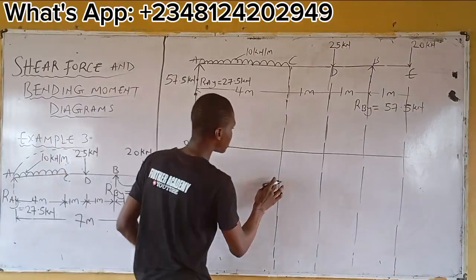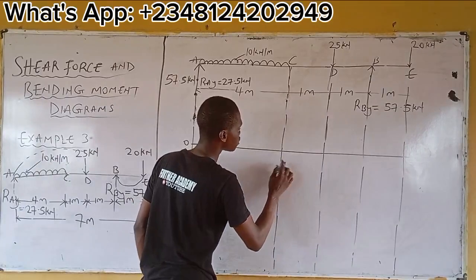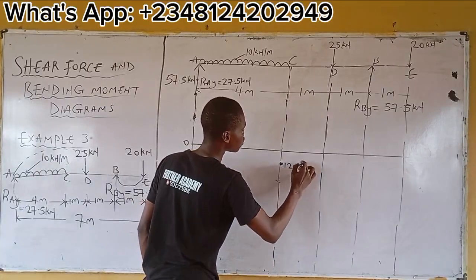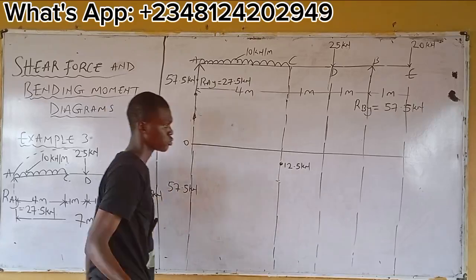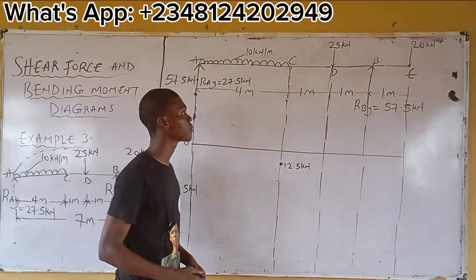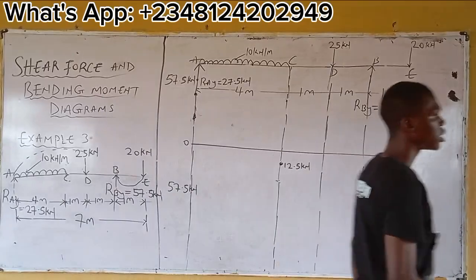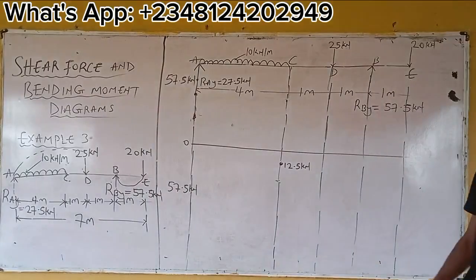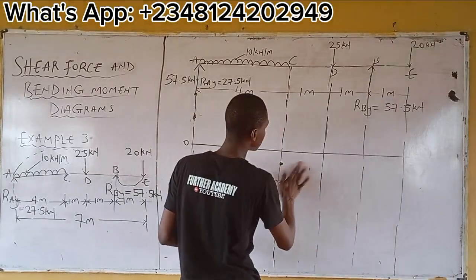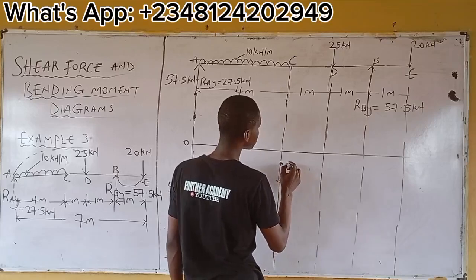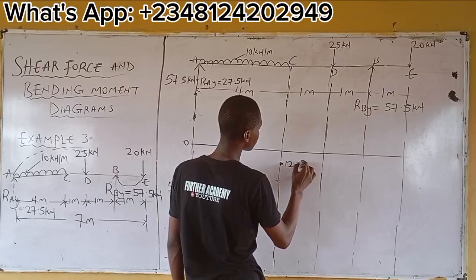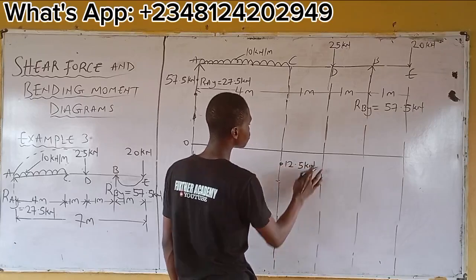So I'm saying, let's say we have minus 12.5 here, 12.5 kilonewton. Don't forget, this is my negative region, so it doesn't mean the value is positive just because I'm not showing the negative sign. All right, moving on to D.